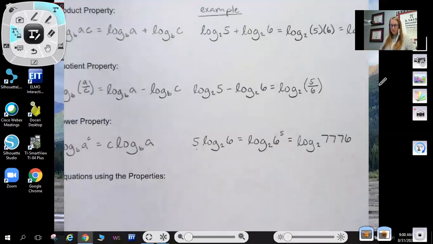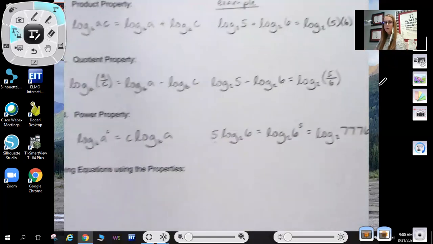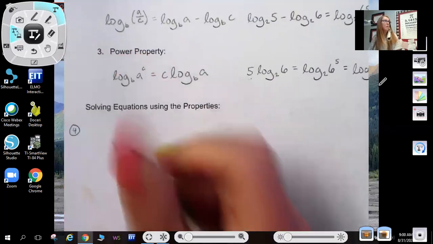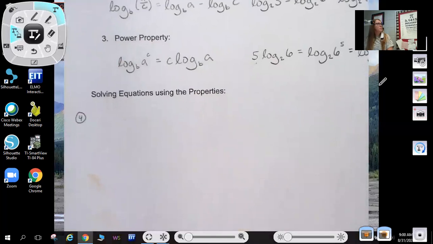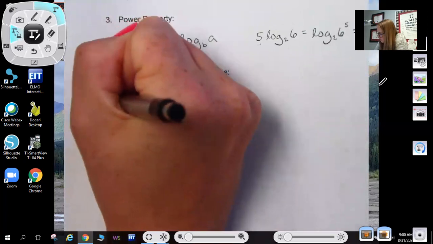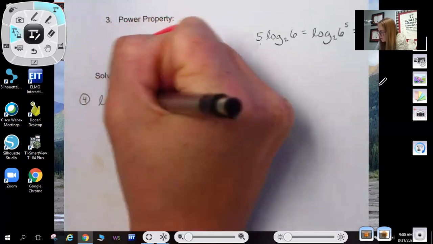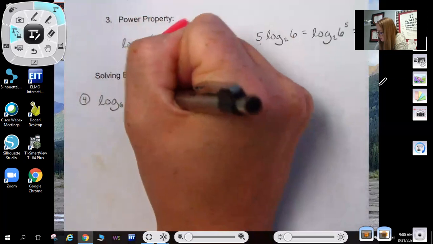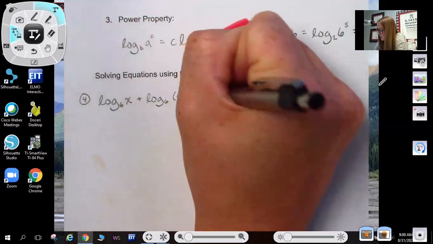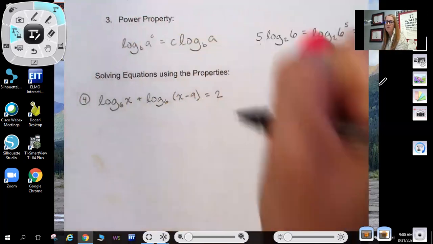Okay, y'all ready to work some examples? We'll go ahead and label this example 4, since we did 3 on the front page. So example 4: log base 6 of x plus log base 6 of x minus 9 equals 2.